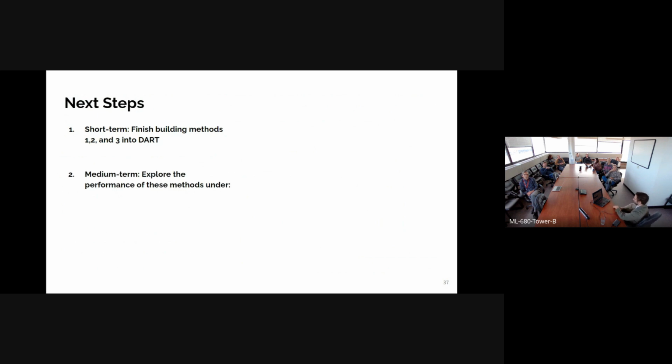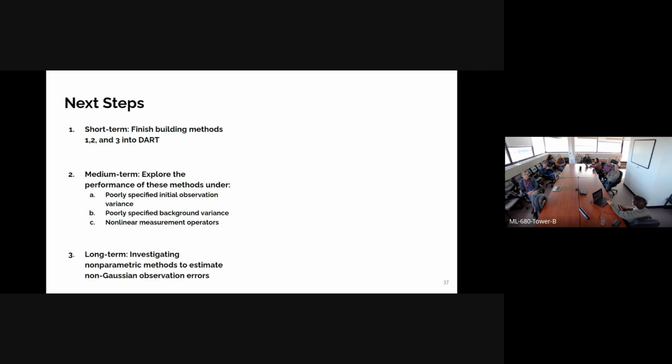We're going to be exploring the performance of these methods, their different advantages and shortcomings, in the face of a variety of realistic possible issues, ranging from having some variances poorly specified initially to introducing nonlinearity and non-Gaussianity into the problem, and seeing how these methods fare. The long-range vision for this work is spinning up on everything in the Gaussian case, but starting to look beyond, doing estimation of the observation error distribution in a more flexible, non-parametric, non-Gaussian way.